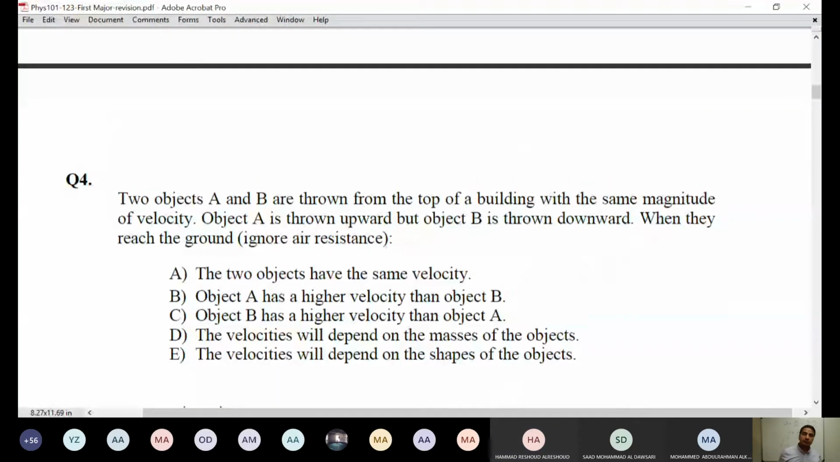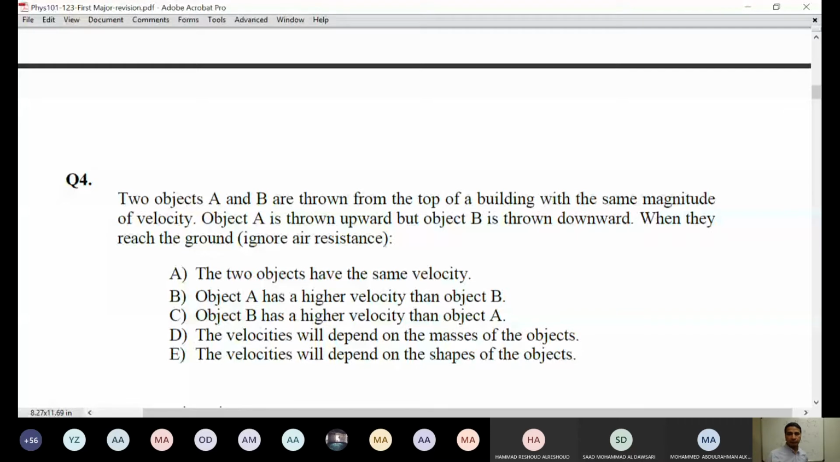Okay, in this problem here, you have two objects, object A and object B. You throw these two objects from the top of a building with the same magnitude of velocity. Even though you've thrown one downward and one upward, the magnitude of the velocity is the same. If you go for the sign, one will have the positive velocity, another one will have negative velocity. But we are concerned about the magnitude here, so the magnitude is the same. Object A is thrown upward and object B is thrown downward.